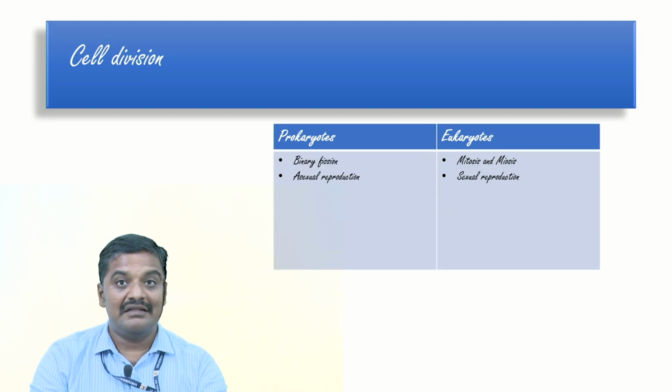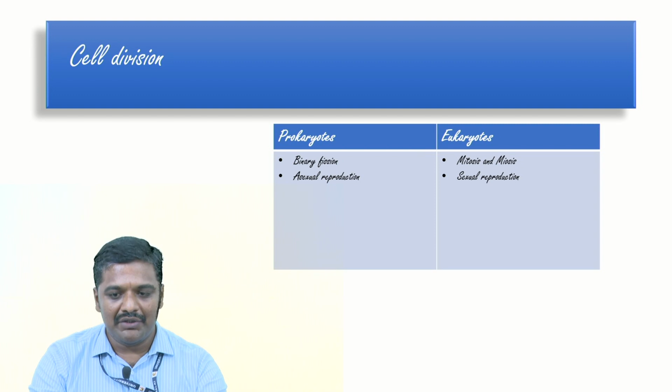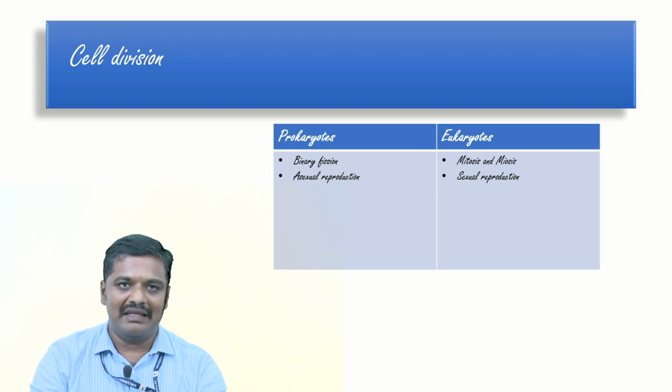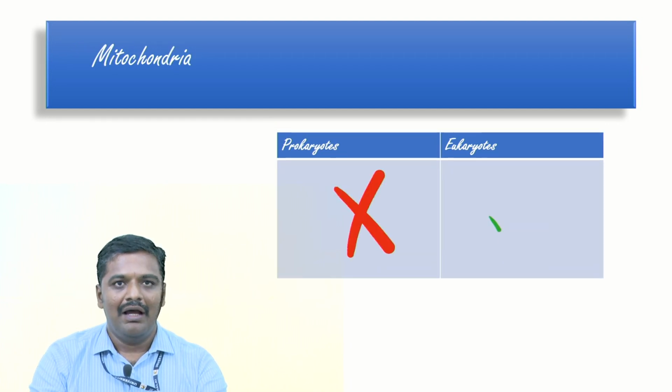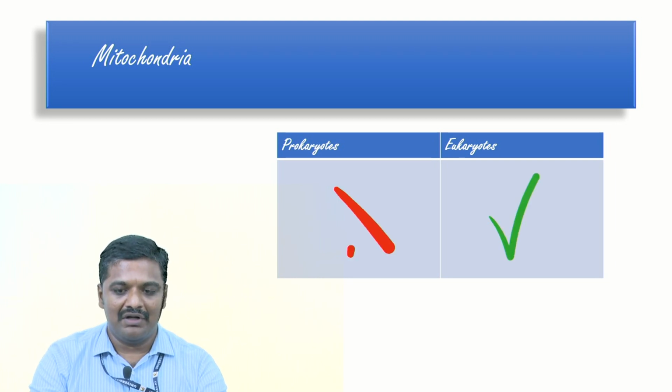Next difference is cell division. In prokaryotes, they undergo a very simple cell division process. They usually undergo cell division by binary fission, and it is an asexual process. In eukaryotes, the cell division is very complex and they can undergo mitosis or meiosis, and usually they can carry out sexual reproduction too. And the mitochondria. Mitochondria, as we know, is the energy powerhouse of the cell. The prokaryotes don't have any dedicated mitochondria, and the eukaryotes have mitochondria.